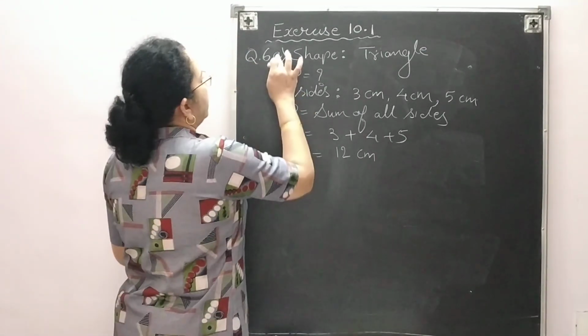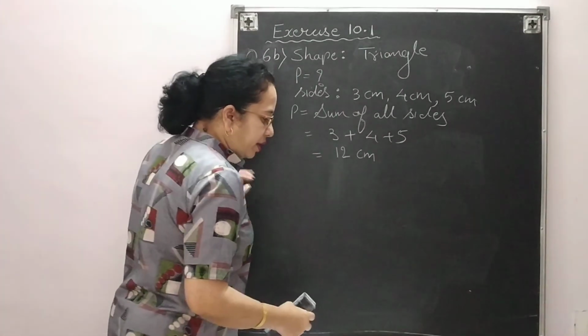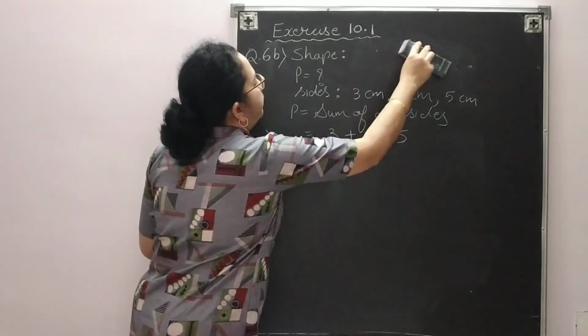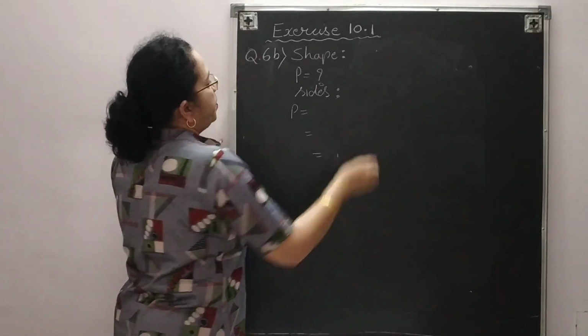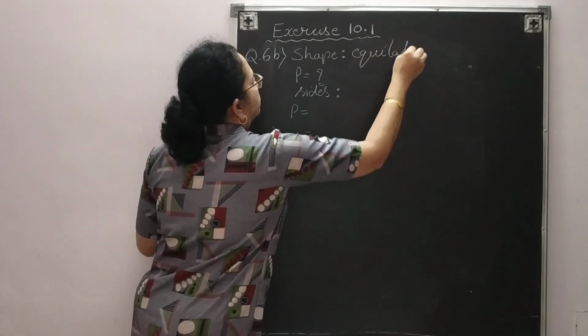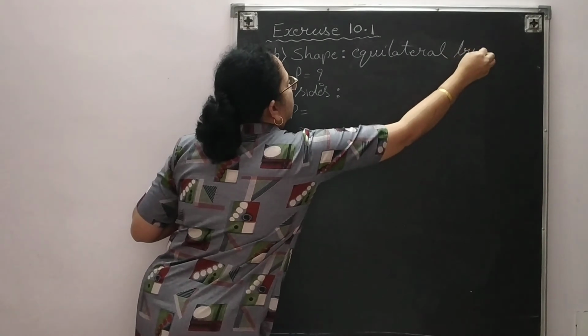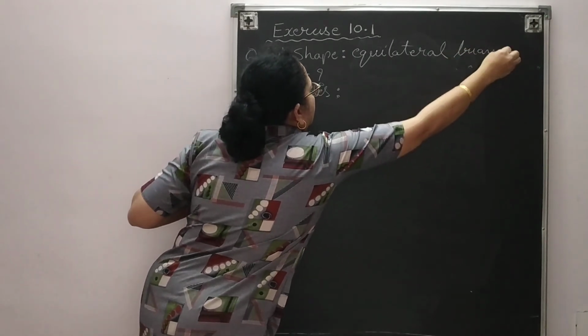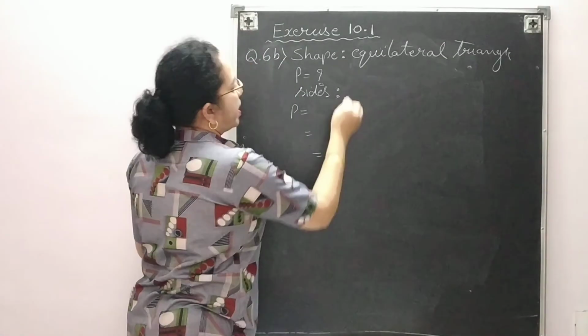Now B part. It is given again a triangle, but here this is an equilateral triangle. So the shape is an equilateral triangle. Side is given, 9 centimeter.